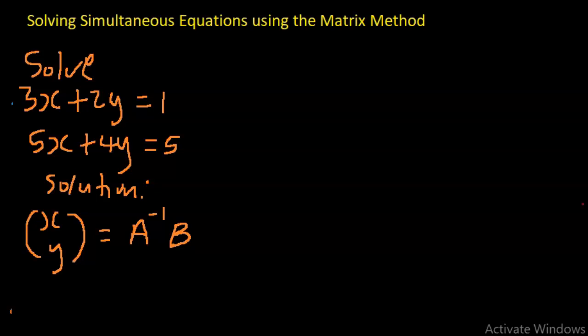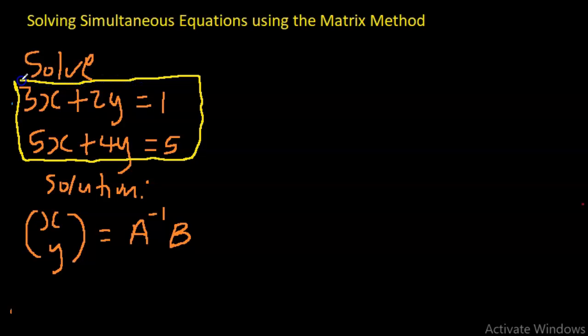So now I want to look at how we can use the matrix method to solve simultaneous equations. Alright? Here I have a pair of simultaneous equations: 3x plus 2y equal to 1, and 5x plus 4y equal to 5. So we did this earlier. Remember we did this earlier using the elimination method and so on. So I want to look at the matrix method.